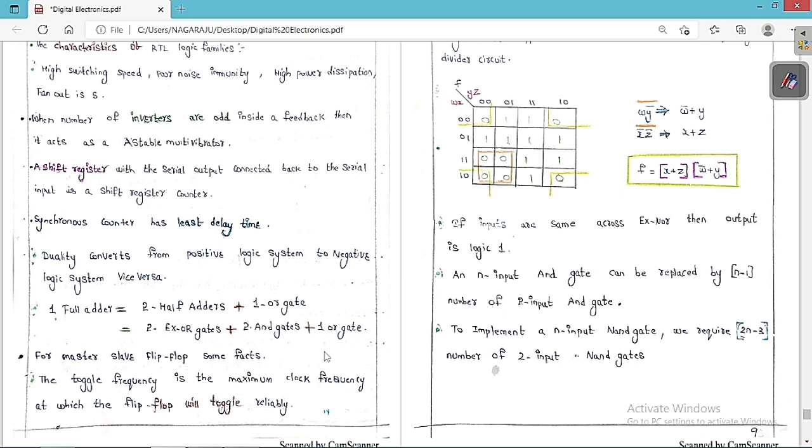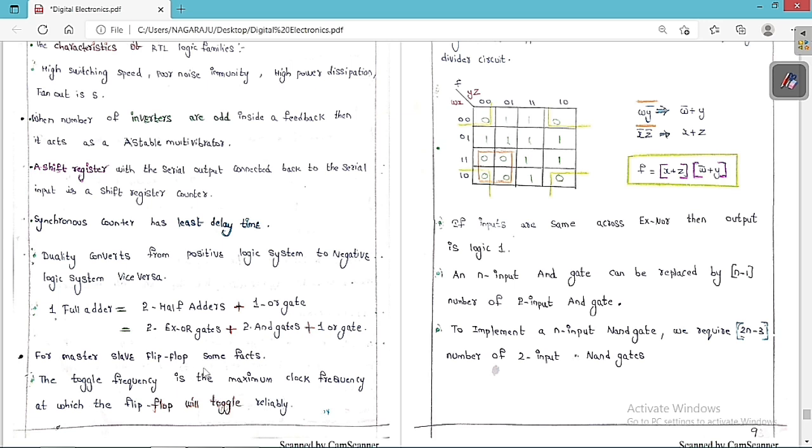So one full adder we can design with the help of two half adders plus one OR gate. Similarly, one full adder is going to contain the combination of two half adders plus one OR gate. One half adder contains one XOR gate and one AND gate. So two half adders means two XOR gates and two AND gates, and there is another one OR gate.